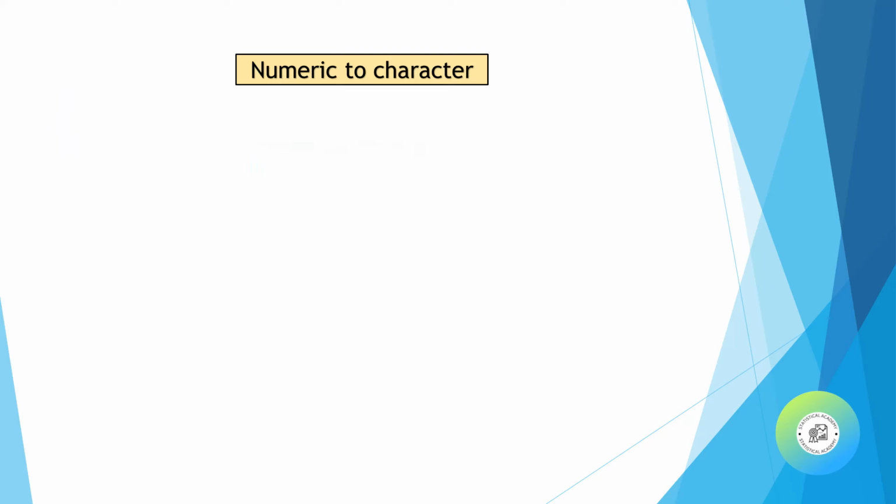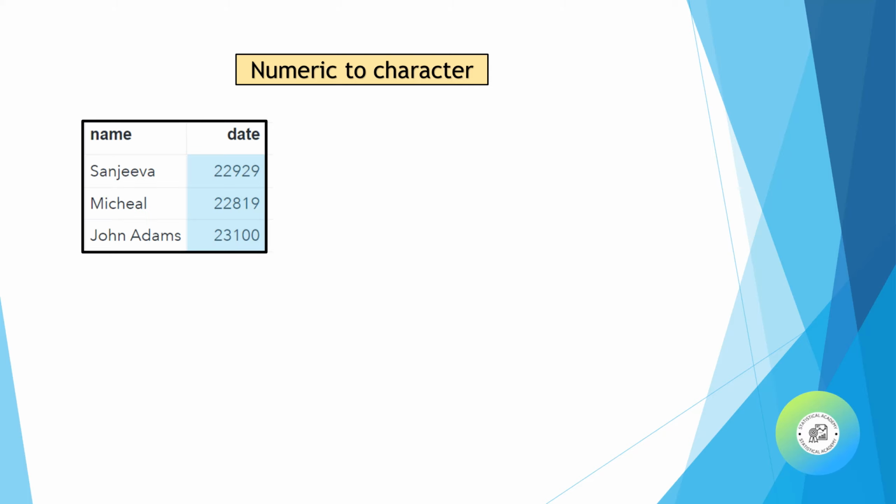Now let's do the opposite conversion, numeric to character. The PUT function can be used to convert a numeric variable to a character variable. The PUT function has 2 arguments. The first argument is the source, which is the variable that you want to convert from numeric to character. The second argument is the format. The format tells SAS how to display the new character value.